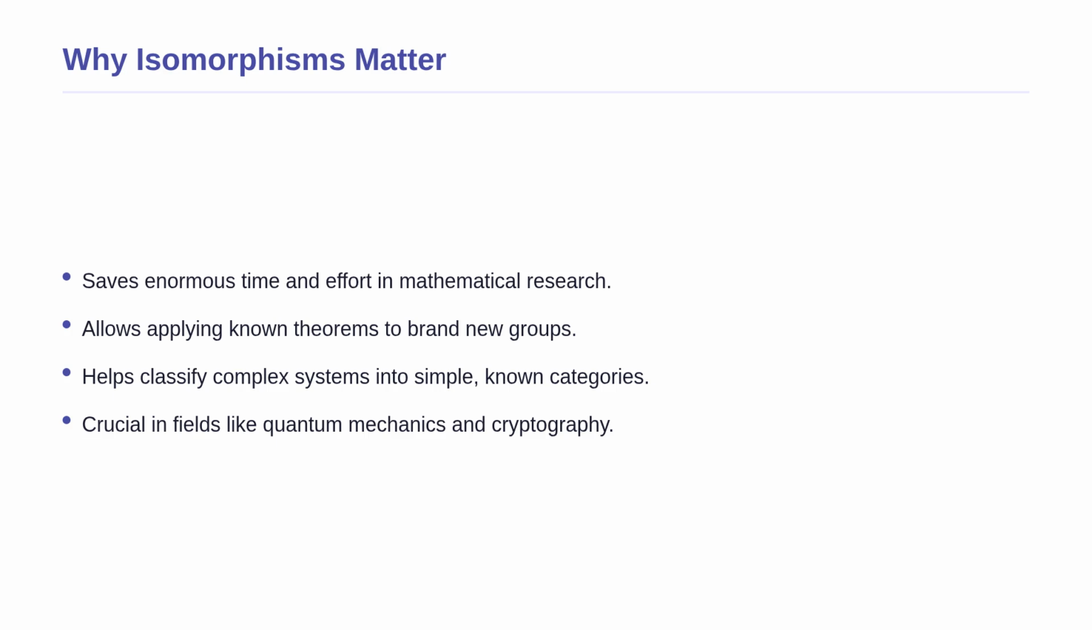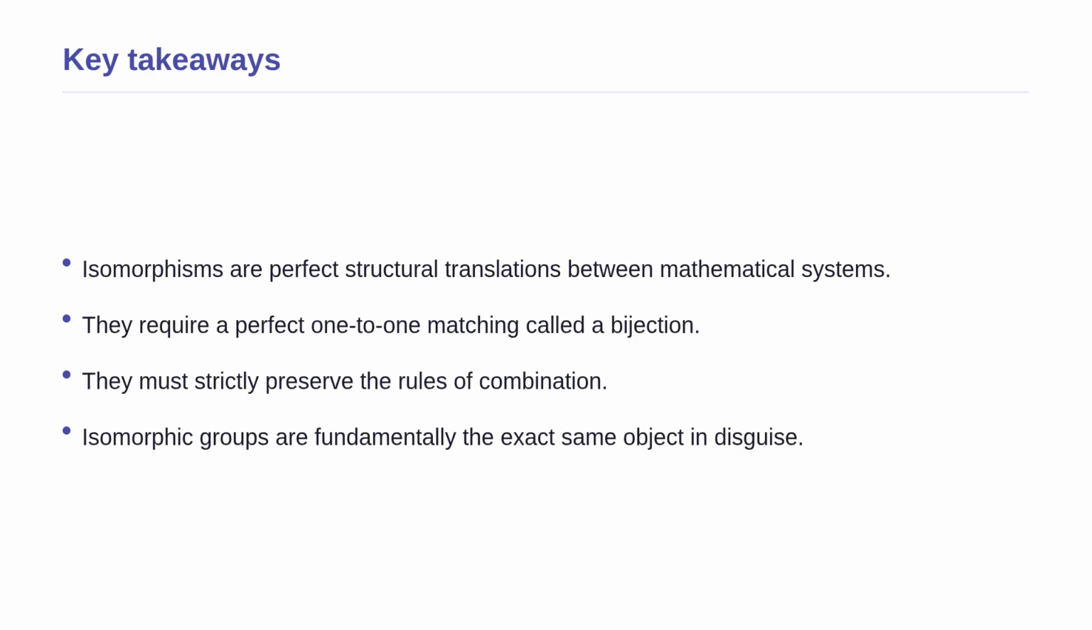To wrap up our lecture, let us review the key takeaways. A group isomorphism is a perfect structural translation between two mathematical systems. It requires a strict one-to-one and onto matching, known as a bijection, that perfectly preserves the rules of combination. When two groups are isomorphic, they are fundamentally the exact same object, merely disguised by different symbols and operations. Understanding this powerful concept allows us to simplify complex problems by translating them into familiar, well-understood territories.